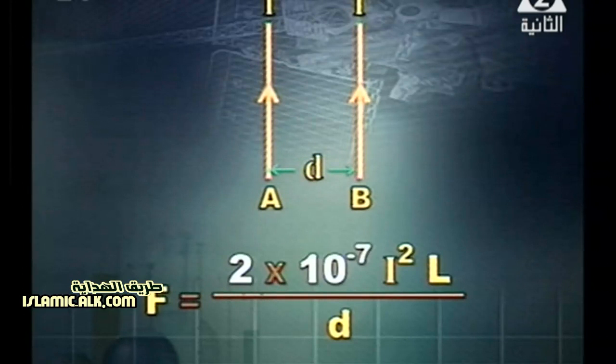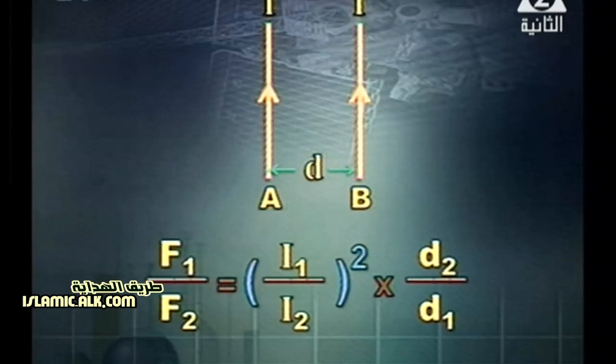So it is equal to 2 times 10 power negative 7, I squared, L over D. I squared because they carry the same current intensity. So we'll modify this expression. We can say F1 over F2 is equal to I1 over I2 all squared, D2 over D1.